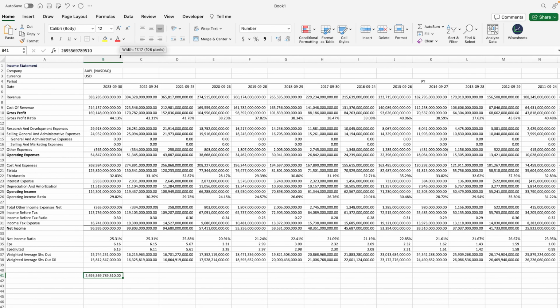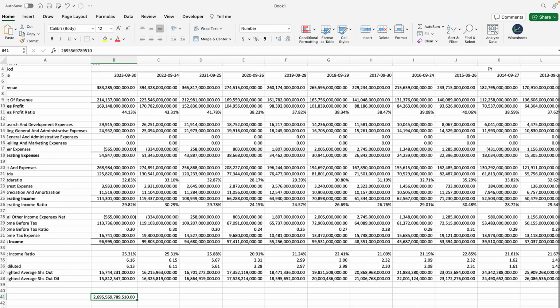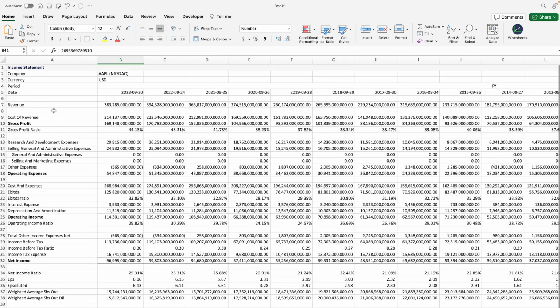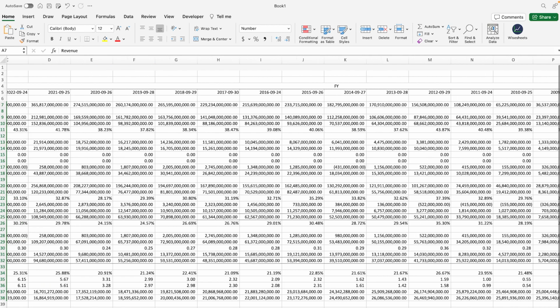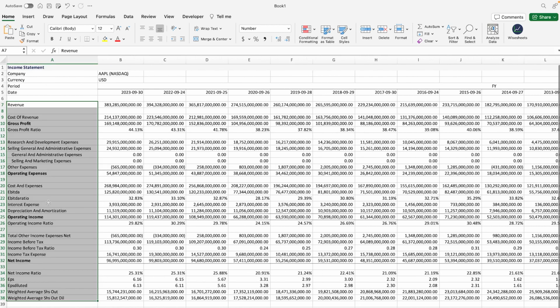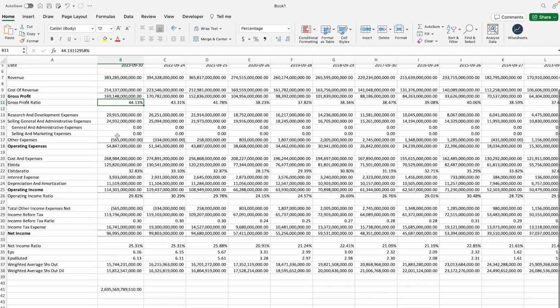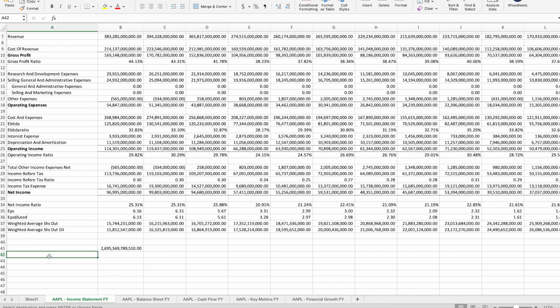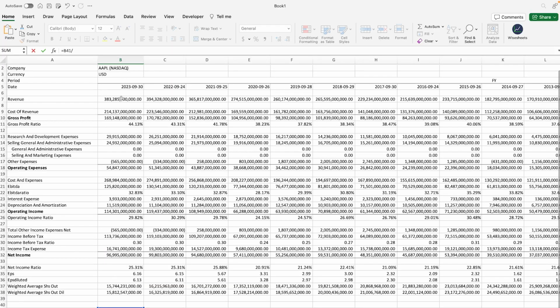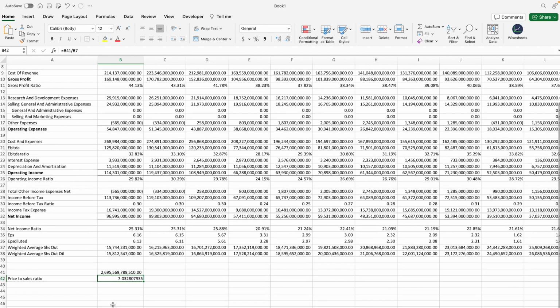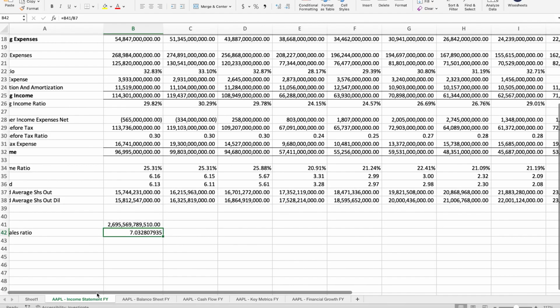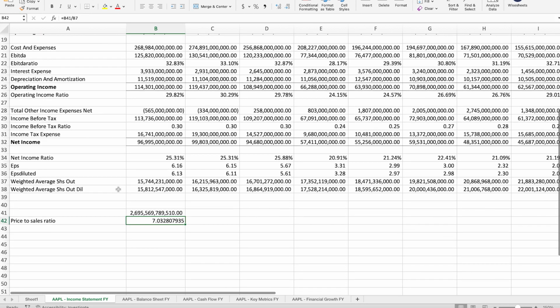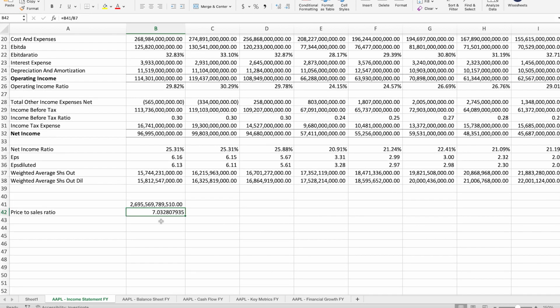So now we've put this market cap number right here. We can see the income statement with all of the different financial line items, and you can see that this is also on a historical basis. Now what we're going to do is simply apply the formula. So the price to sales ratio in this particular case is going to be the market capitalization of the company divided by the revenue of the company. In this case, we can see that the price to sales ratio for this particular year, 2023, is 7.03.